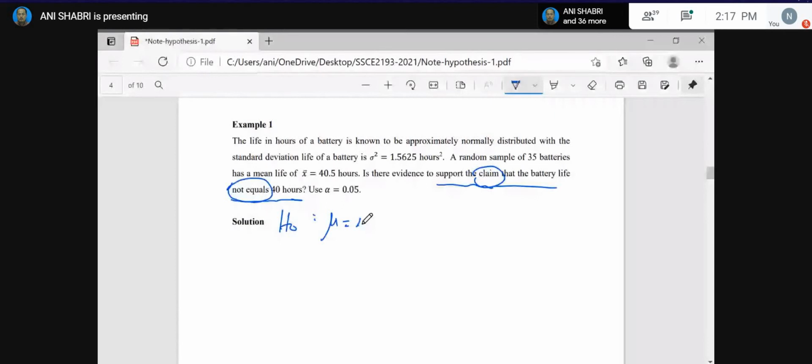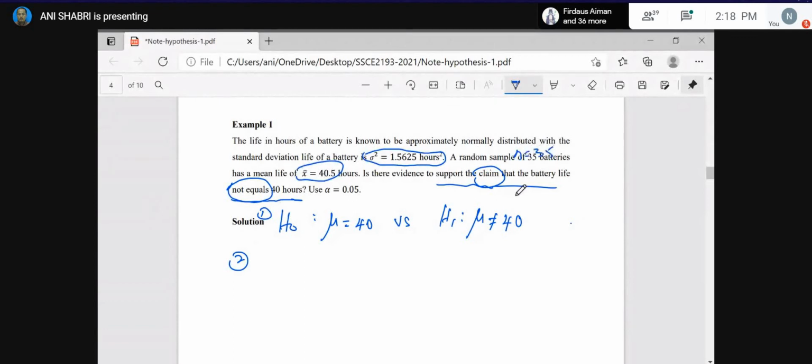Okay, that is the first step, how to do the hypothesis. No problem. Now we look at the second step. If you see the information, the population variance is given. X bar is 40.5 and n is 35. Which formula? We have three formulas. Which formula, number 1, number 2, or number 3?